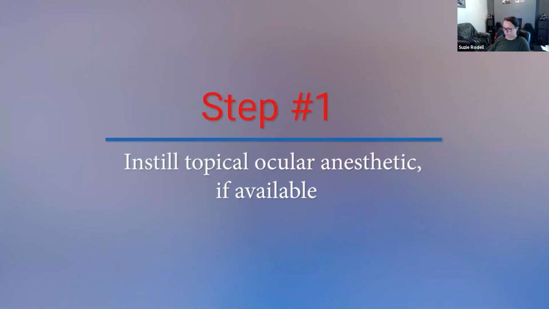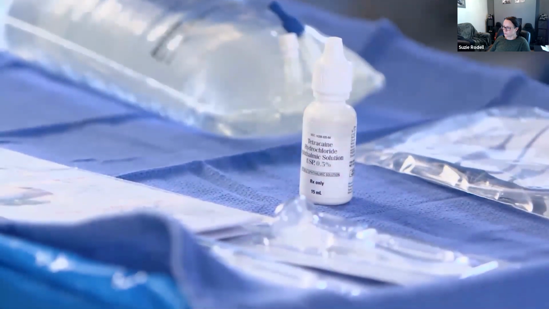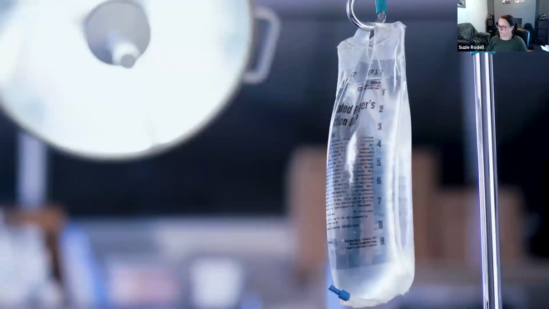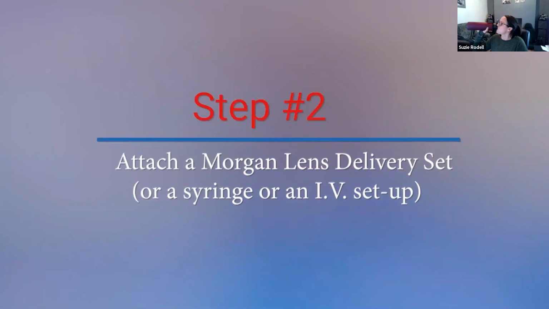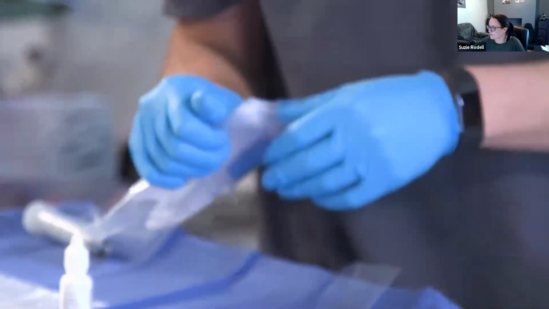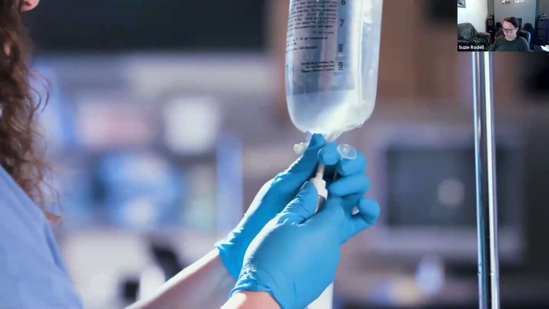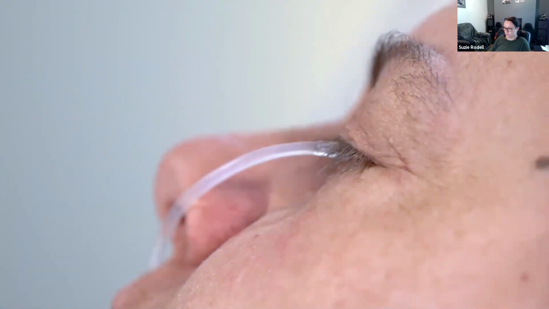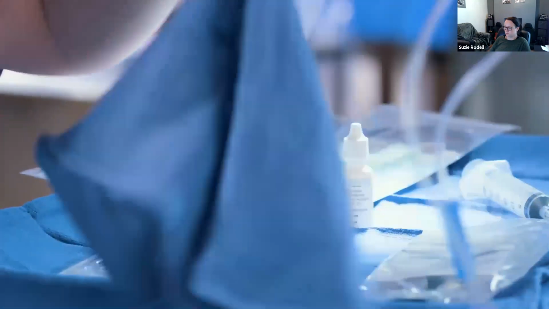First, if one is available and the patient has no allergies, instill a topical ocular anesthetic. This isn't essential, but it may help calm the patient. However, when removing non-embedded foreign bodies, it may be best not to use an anesthetic since it could mask the foreign body sensation. Peel open the sterile packaging and attach the Morgan lens to the Morgan lens delivery set and solution of choice. The delivery set allows you to easily irrigate both eyes simultaneously, or just one eye using the pinch clamp. You may also use a standard IV set or attach a syringe if you need a smaller, more controlled application.